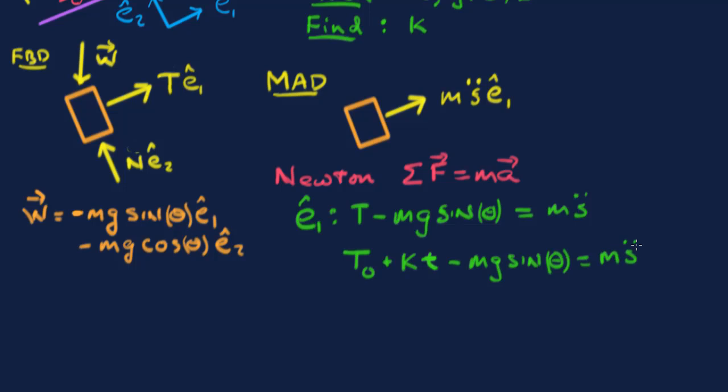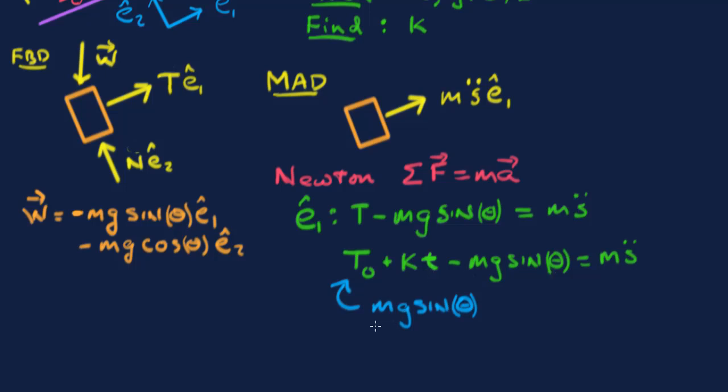Now what I want you to do is recall our previous result, right? This T0, that's just the initial tension. That's the tension that we had when the skater was stationary, wasn't moving at all. And you recall, I don't have it here, but you recall we found this initial tension was what? It was m times g times sine theta. Now check this out. So I got mg sine theta plus kt minus mg sine theta.